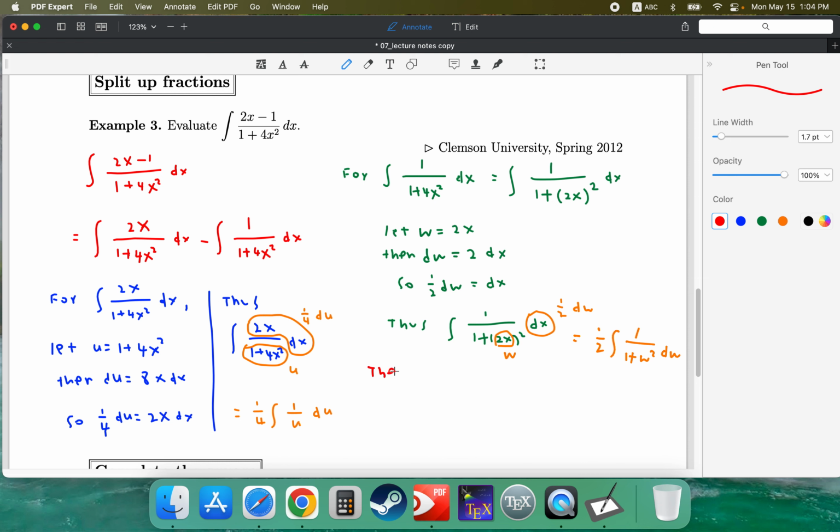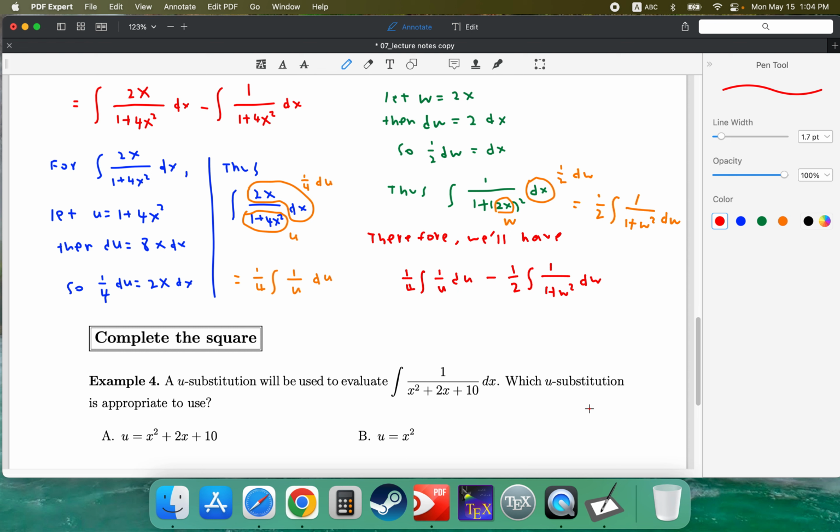So therefore, the first integral is 1 over 4 the integral of 1 over u, minus the second integral, which is 1/2 the integral of 1 over 1 plus w squared. We might not have enough space, so please bear with me a little bit.